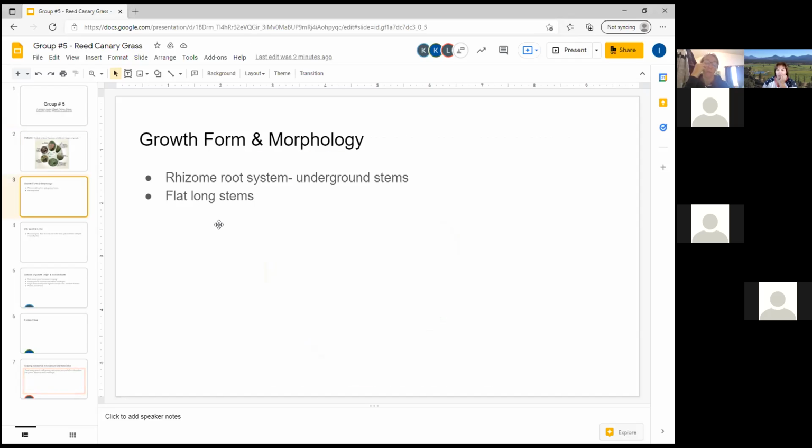So I was in the middle of researching its growth form and morphology, but I found that it has a rhizome root system, which means that its roots grow underground. And then I know it has flat, long stems, and I think it either has panicle or spike flowers.